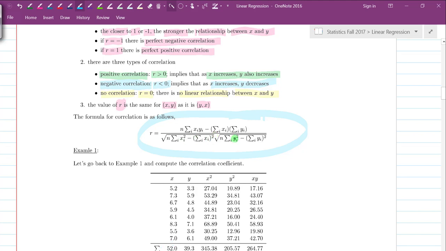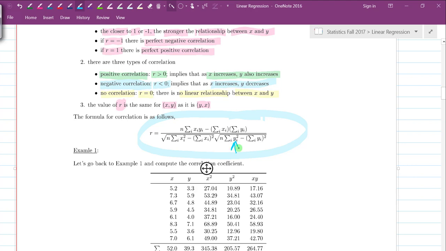And then y, we have our y here. We have our n here, and then this is y squared. Y squared, what's our y? 3.3 squared is 10.89. Y is 5.9 squared is 34.81. Y is 4.8 squared becomes 23.04. And then we're going to add all of these up so I get the summation of y squared. My summation of y squared is 205.57, and that goes right there.